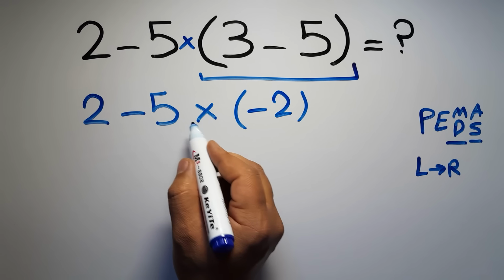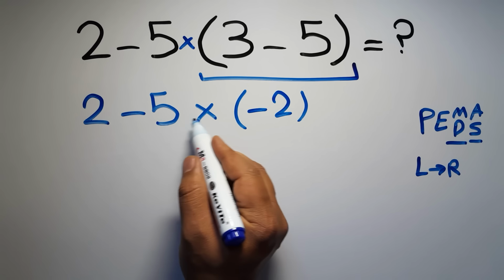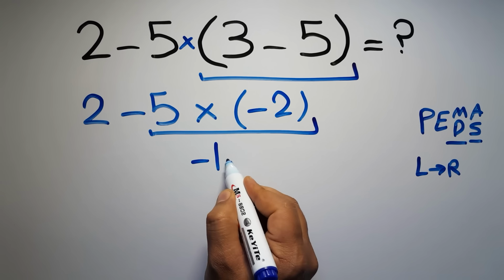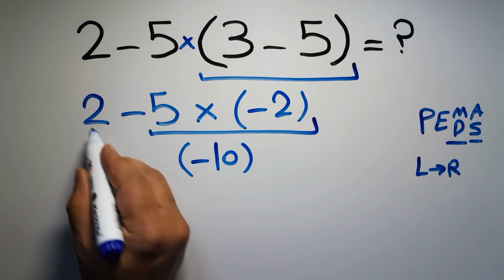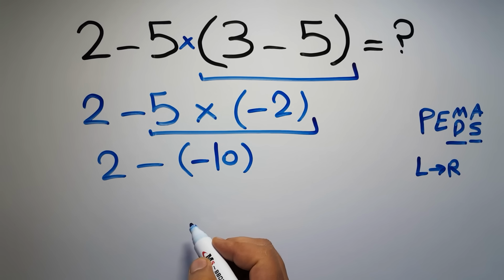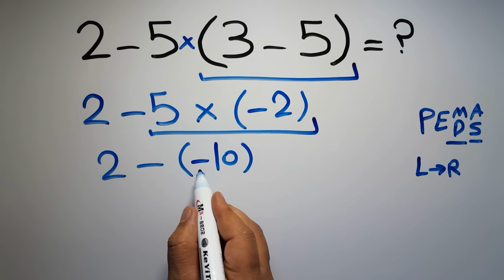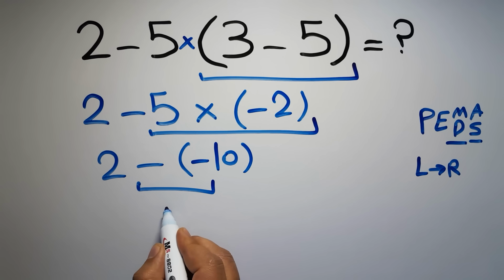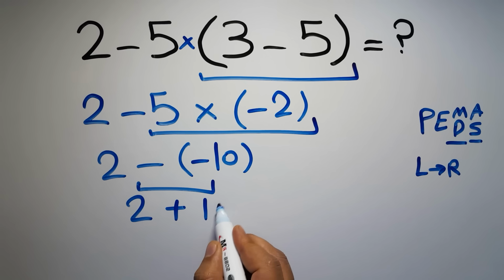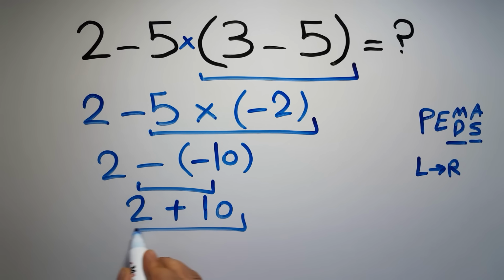So here, first we have to do this multiplication. 5 times negative 2 gives us negative 10. So we have 2 minus negative 10. Now, negative times negative gives us positive. So 2 plus 10, which equals 12.